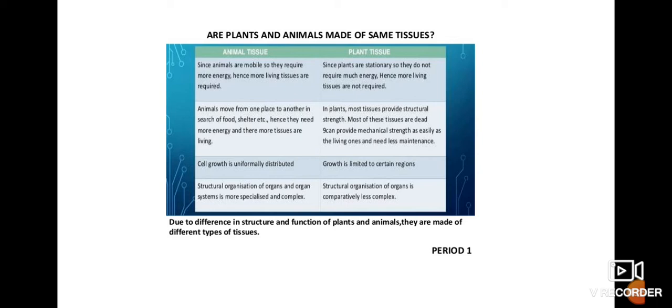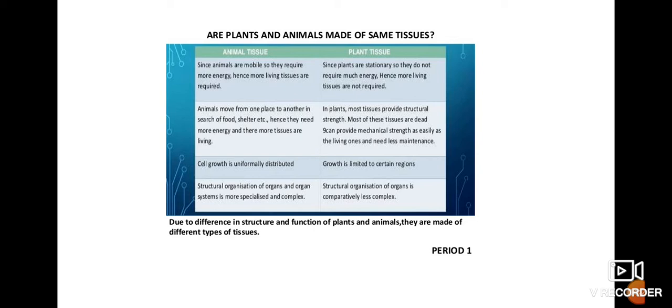On the other hand, plants remain fixed at their own place. They are stationary, so they do not require much energy. Most of the cells in plants are dead in nature. Animals move from one place to another in search of food, shelter, etc. Whereas in plants, most of the tissues are dead, and they provide support, mechanical strength, and structural strength.